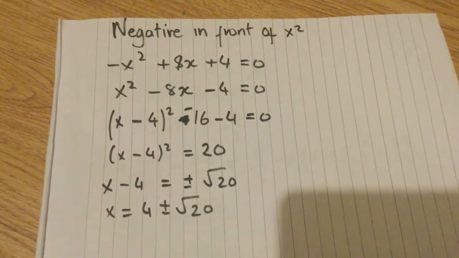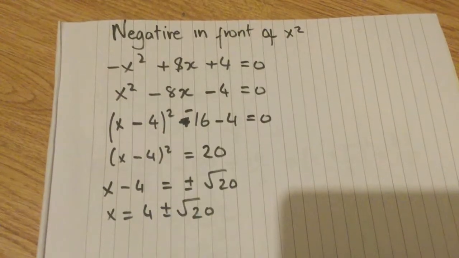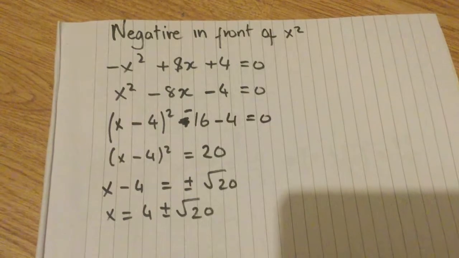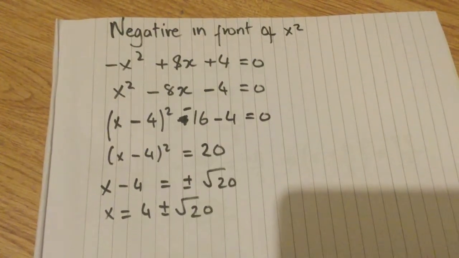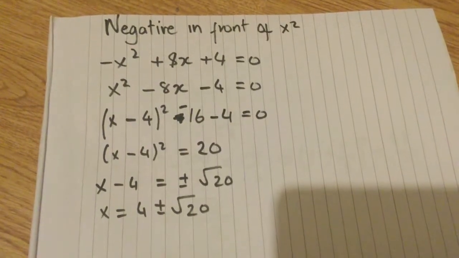If you can believe it, the second one's even easier. So this time we've got a negative in front of the x squared. What we do is times everything by minus 1. And then just carry on. Go about your business. Nothing special here at all. I don't feel any reason to digress on this one at all. So that's what you do if you've got a minus x squared there. Simple as that.